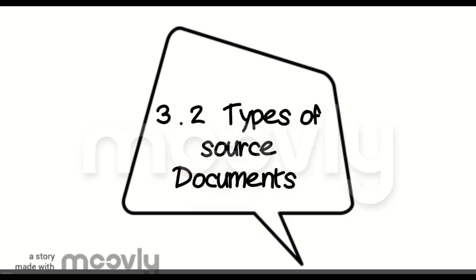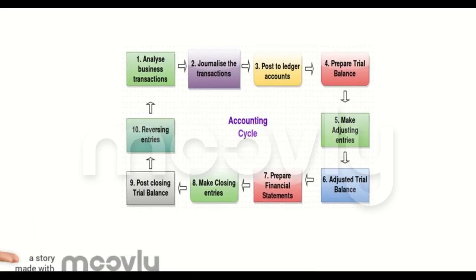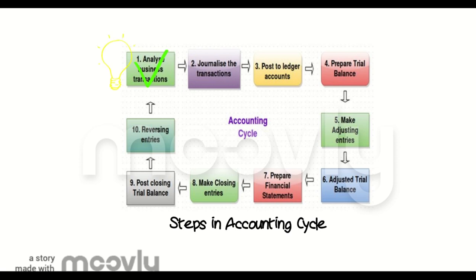Hi. Now, we are going to look at subtopic 3.2, types of source documents. Previously, you've learnt about the accounting cycle. The first stage of the accounting cycle is about analyzing business transactions. In order to identify business events and analyze the transactions, you need to get to know each type of source document and understand its purpose.